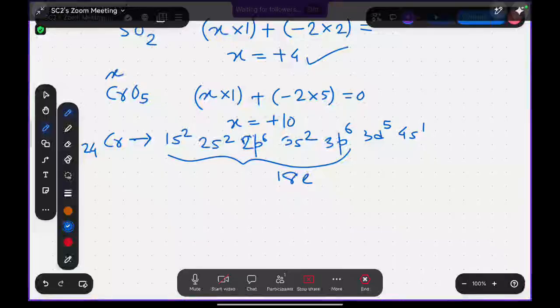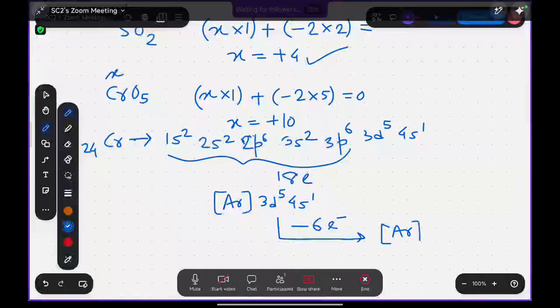That means up to 3p6, it is 18 electrons. That means argon. Then it is 3d, 4s, 4s1, 3d5. Now see, if chromium loses 6 electrons, minus 6 electrons, then what does it become? It gets the electronic configuration of argon. Do you need to lose any more electrons? If it has already achieved the noble gas configuration, why will it lose electrons anymore if it is already stable?